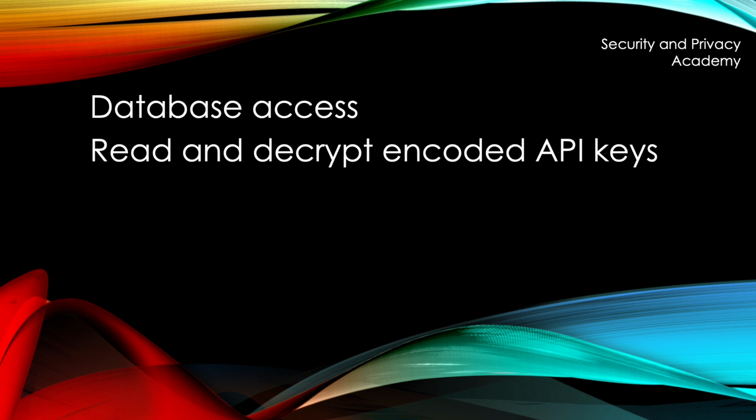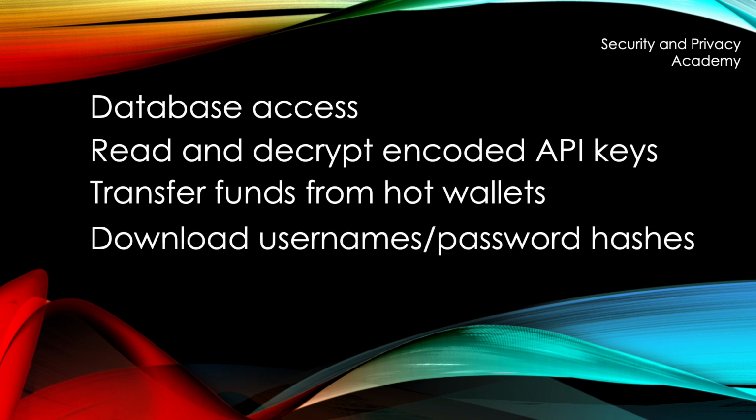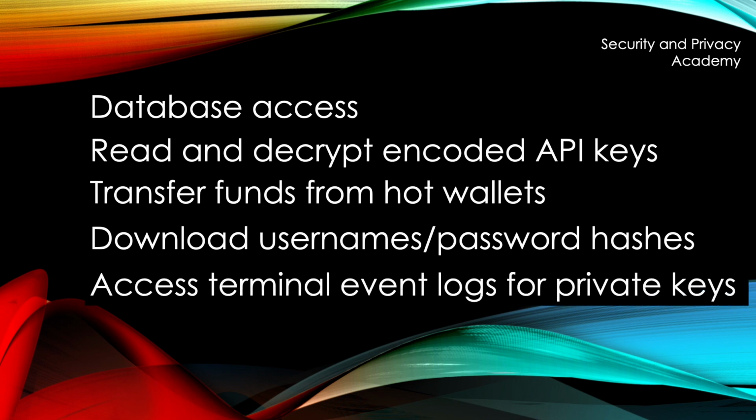After having successfully infiltrated the system, the attacker was able to access the database, read and decrypt encoded API keys needed to access funds in hot wallets, transfer funds from hot wallets to a wallet controlled by the attacker, download usernames and password hashes and turn off two-factor authentication, and finally access terminal event logs to scan for private keys.